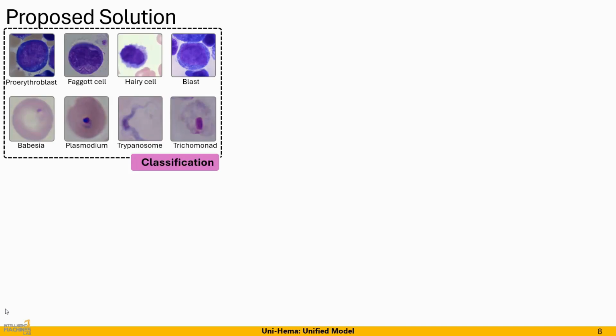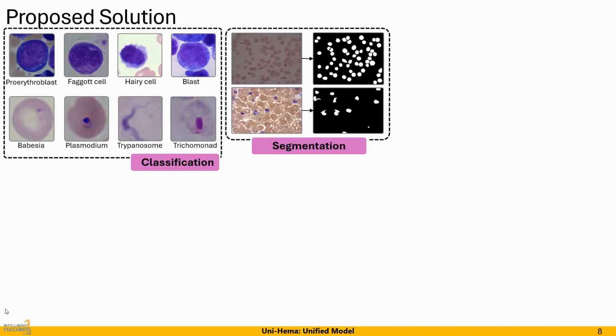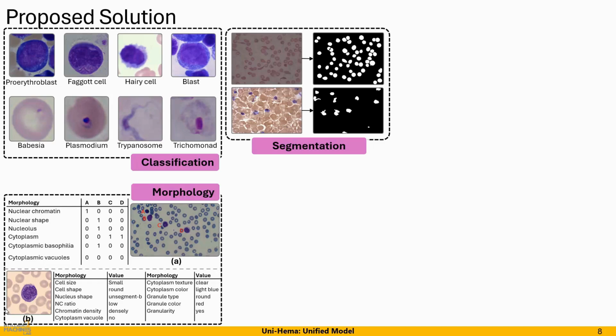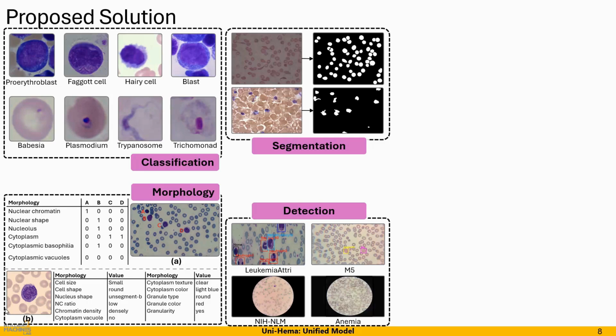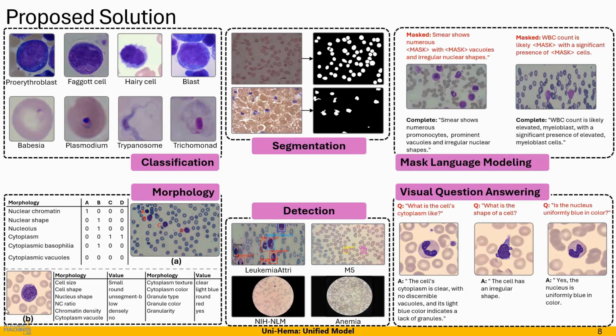So for hematopathology, we propose a solution that can perform multiple tasks like single cell classification, cell segmentation, morphological prediction, abnormal cell detection, visual mask language model, and visual question answering. And we call that unified model Uni-Hema.